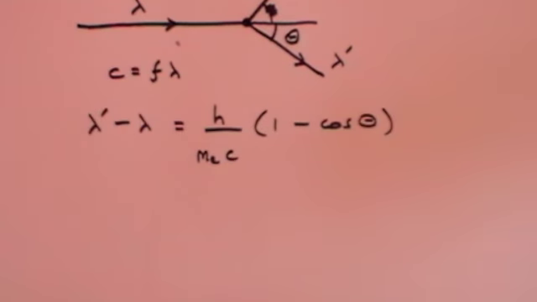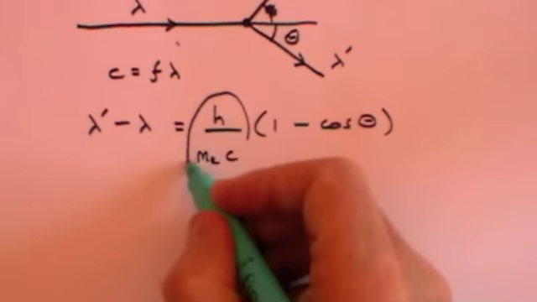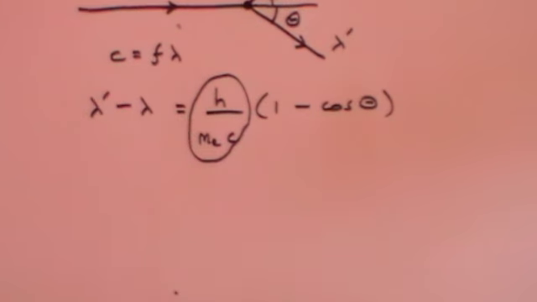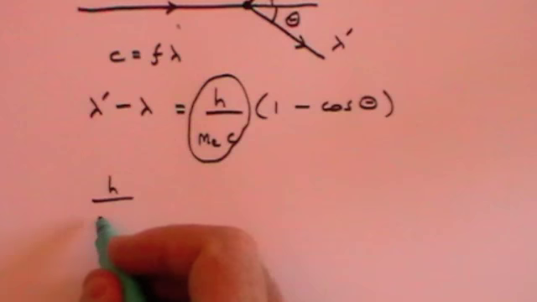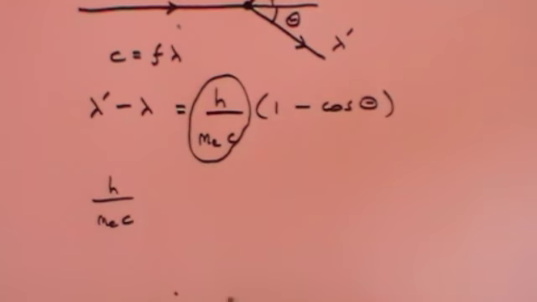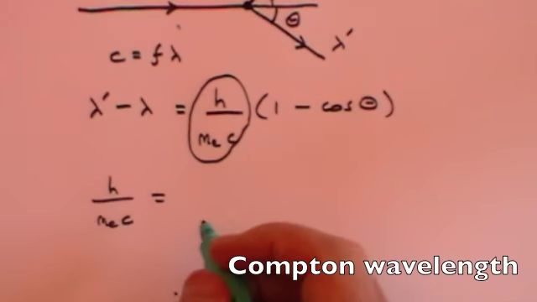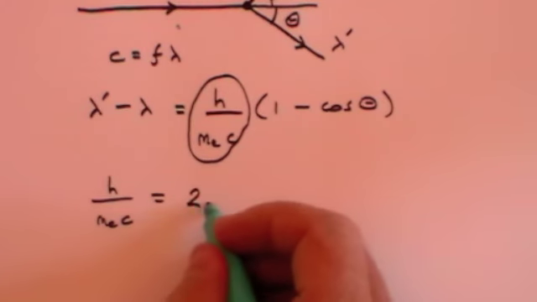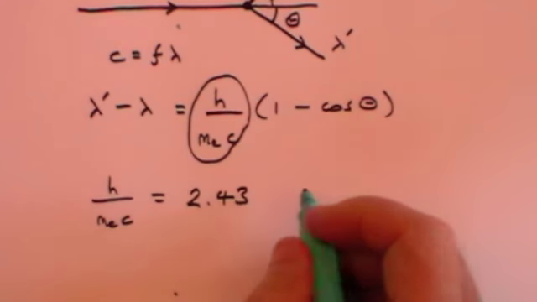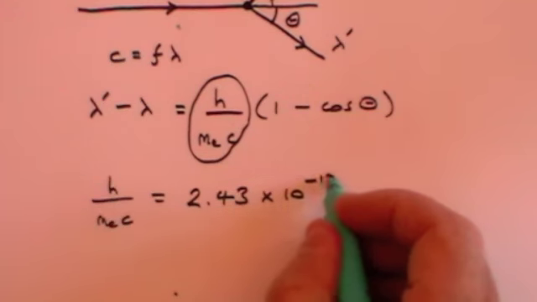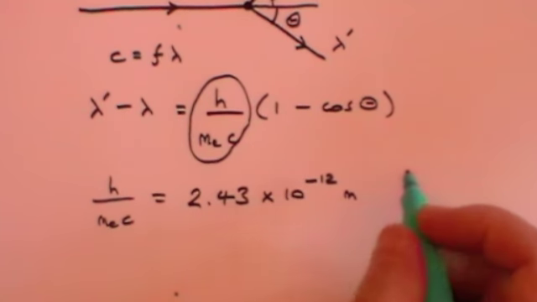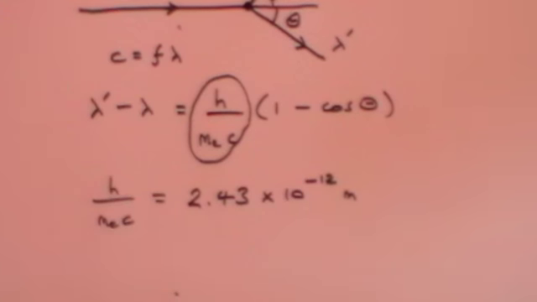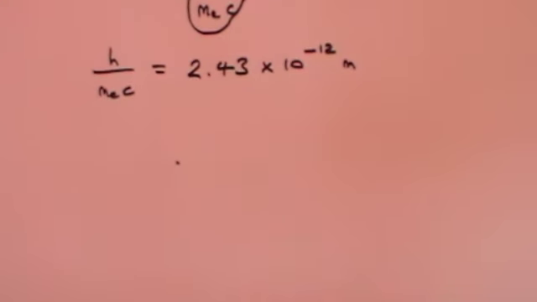And incidentally, this term here, h over m_e c, h divided by the mass of the electron times the speed of light, is called the Compton wavelength. And of course, since it is all constants, you can actually calculate it. It turns out to be 2.43 times 10 to the minus 12 meters, which is in the X-ray region for wavelengths. Okay, so here's the proof.